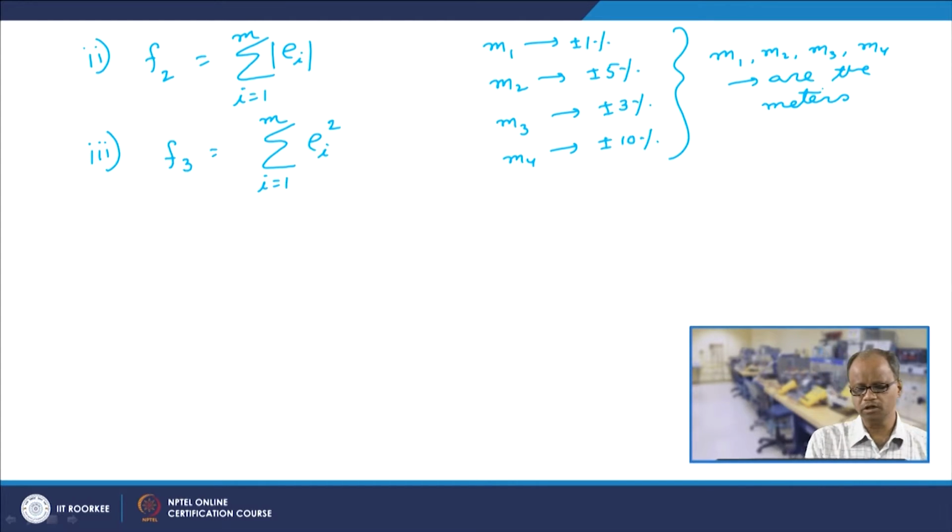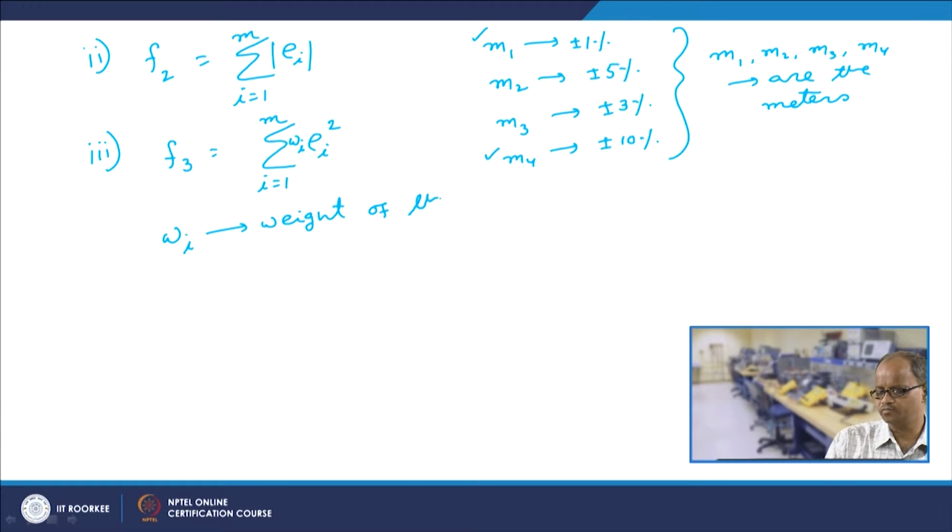So, if we use this particular objective function, what we are doing is actually giving equal weightage to a very accurate meter, that is M 1, and a very bad meter, that is M 4, and also to the other intermediate meters, which is not very fair. So, to give adequate weightage to the accuracy of the different meters, we use some weight. We call it w i e i square, where w i is the weight of the ith measure, the ith meter.